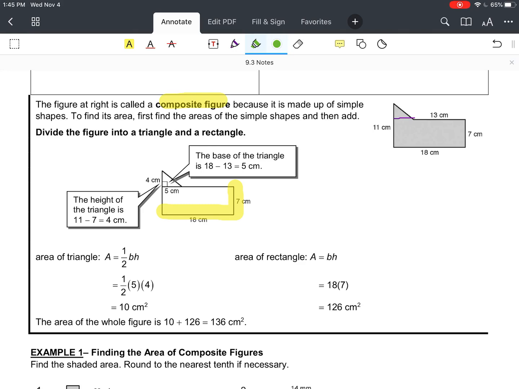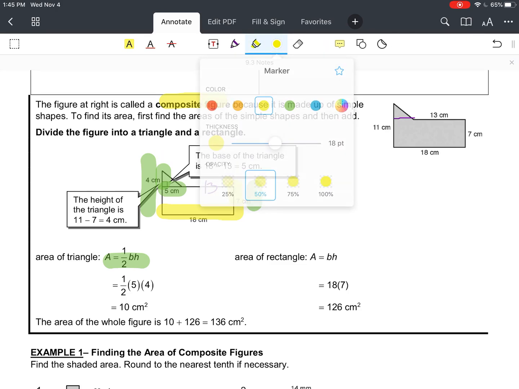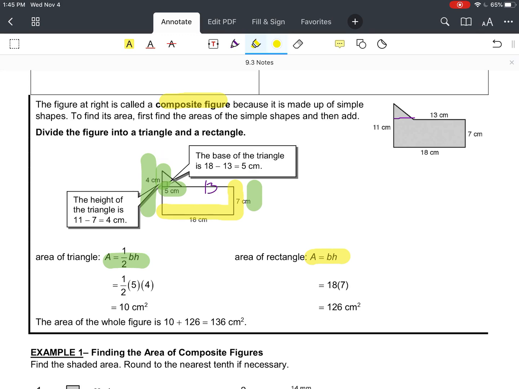To find the area of the rectangle, it's quite easy because it's just going to be 18 times 7, base times height. What's a little more challenging is the triangle, because they did not specifically tell you either the base nor the height, or whichever one you want to call it. But we can use subtraction and do 11 minus 7 to find the height, because the whole thing on the left here was 11, and then this part was 7, so that has to be 4, which is left over. And then horizontally, the whole thing is 18, and the top here was 13, so what's left over has to be 5.